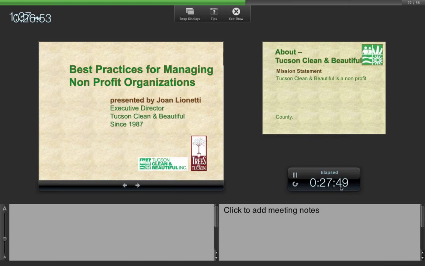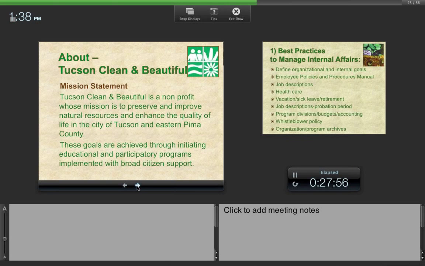So Tucson Clean and Beautiful's mission statement is that we're a nonprofit and our intent is to preserve and improve natural resources and enhance the quality of life in the city of Tucson and eastern Pima County. These goals are achieved through initiating educational and participatory programs implemented with broad citizen support. We are not just Trees for Tucson. We have a number of other programs within the community that address environmental issues such as waste reduction, recycling, and special tree parks. We have 2 commemorative tree parks, as well as 2 memorial tree parks.